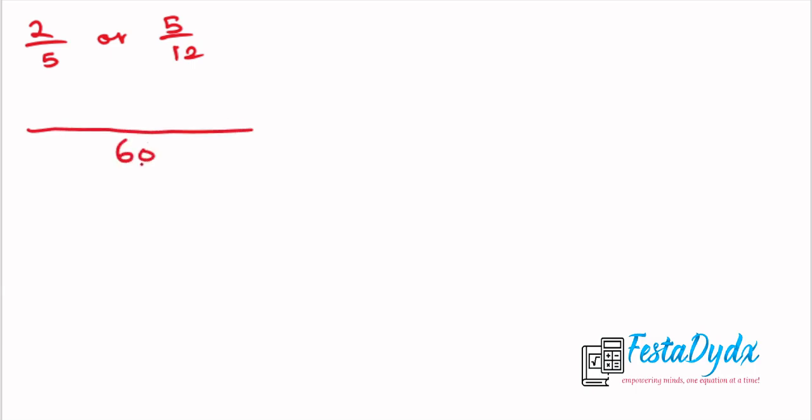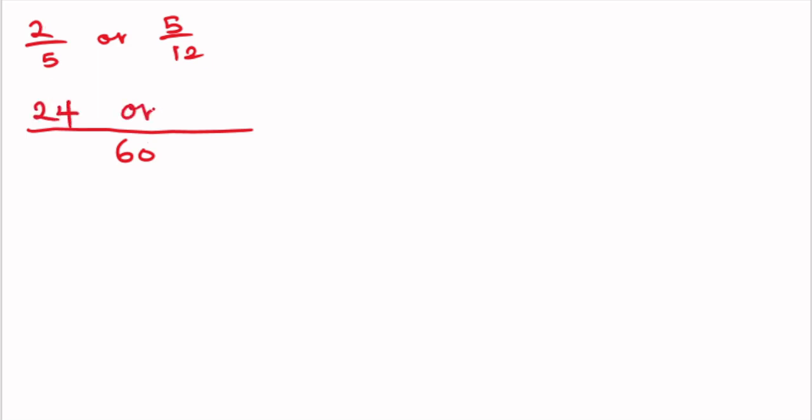Here we're going to be using the method of simplifying a fraction, which is to divide this LCM by the denominator of each fraction, then multiply it by the numerator. So it is 60 divided by 5, which is 12. 12 times 2 gives us 24. Or 60 divided by 12, which is 5. 5 times 5 is 25. So what we're going to do is to split these two numerators so they'll be in their separate fractions. So it becomes 24/60 or 25/60.